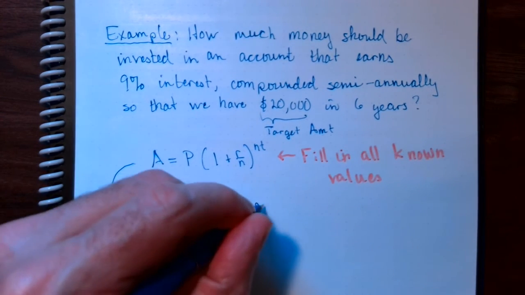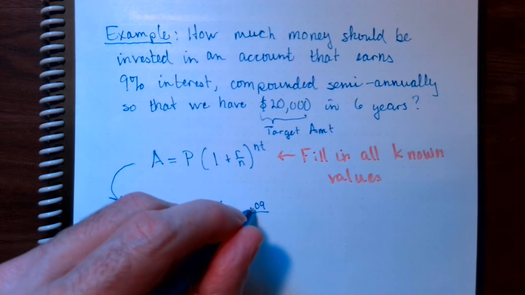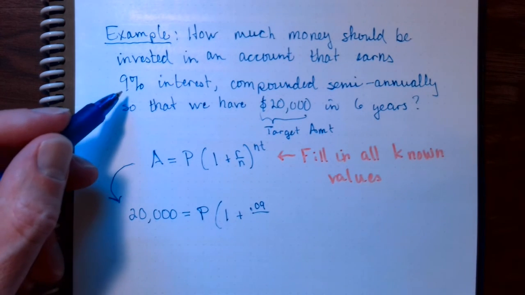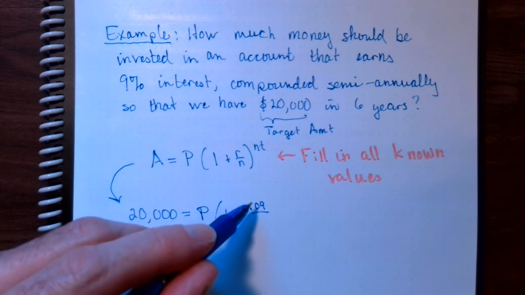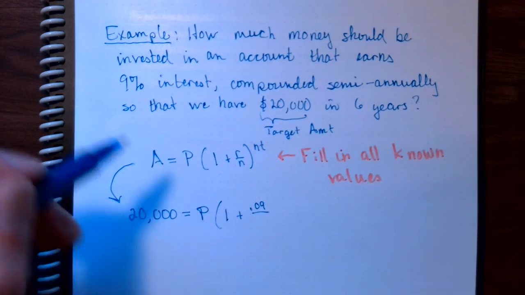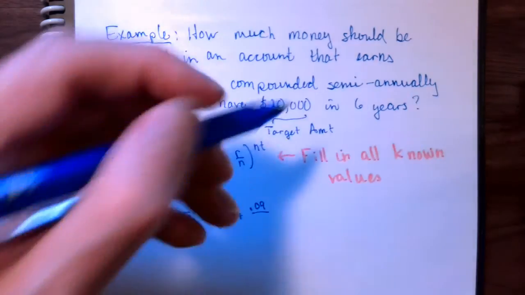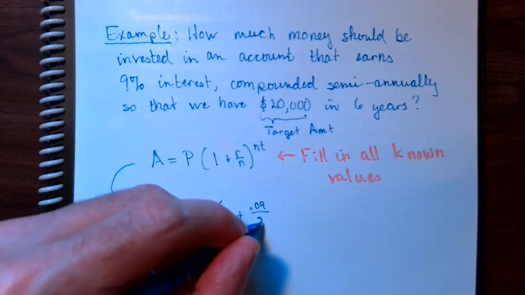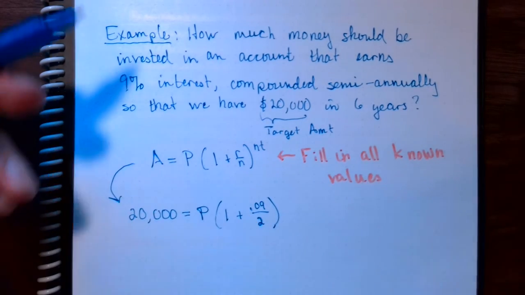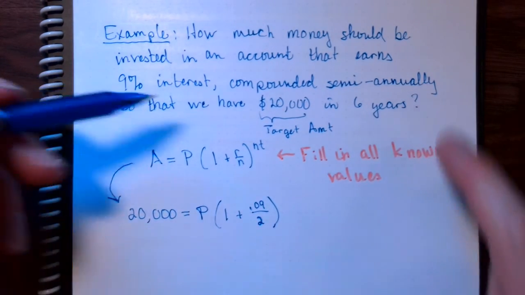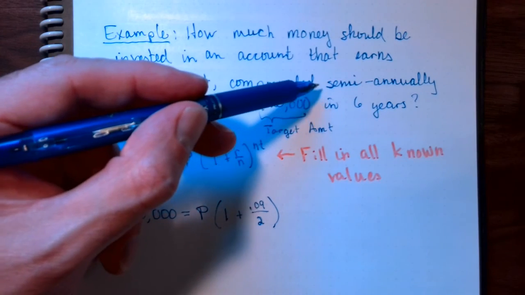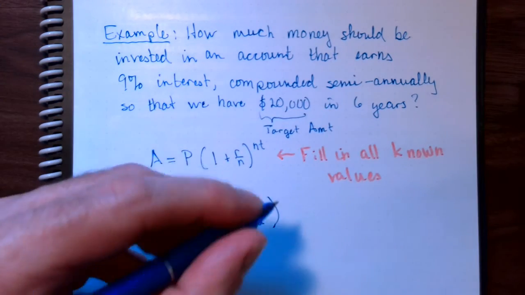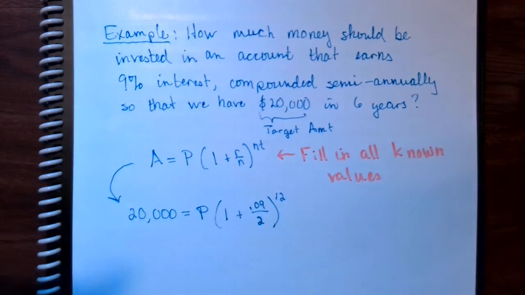R over N, 0.09. Once again, we convert our interest rate from percent notation to decimal whenever we're doing computations. Compounded semi-annually, that means we have a 2 there. Semi-annual compounding means twice a year. We're doing semi-annual compounding for 6 years, that means my exponent should be a 12.